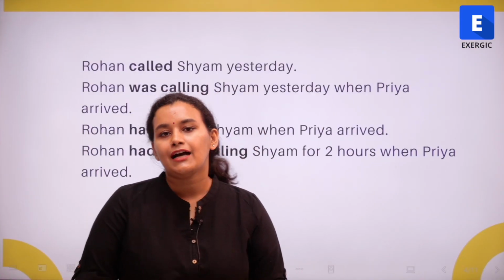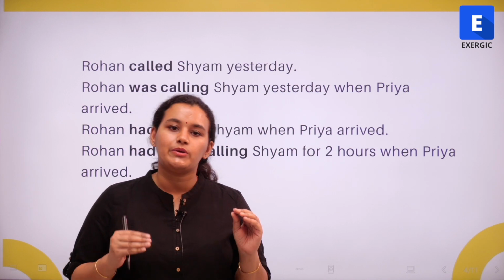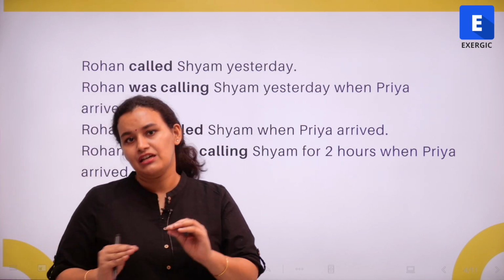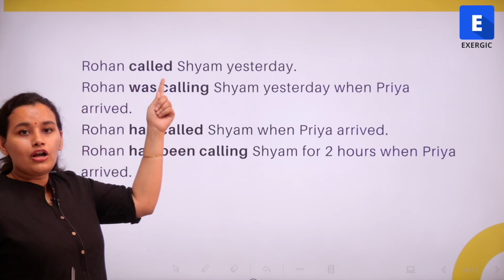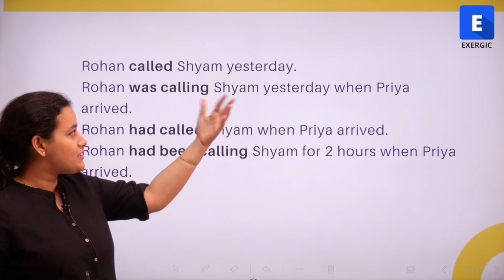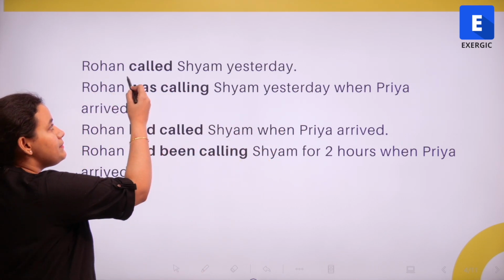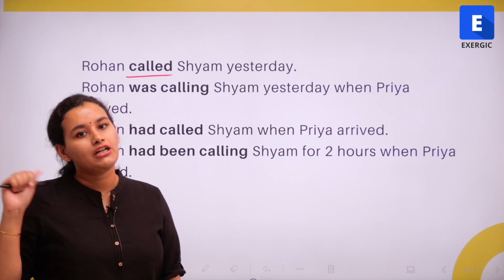So a quick recap of the different types of past tenses that we learned. Firstly, we have the simple past, which is used for actions which started and finished in the past. Most simple. For example, Rohan called Shyam yesterday. So we are using the simple past form of the verb. So yesterday, Rohan called Shyam.